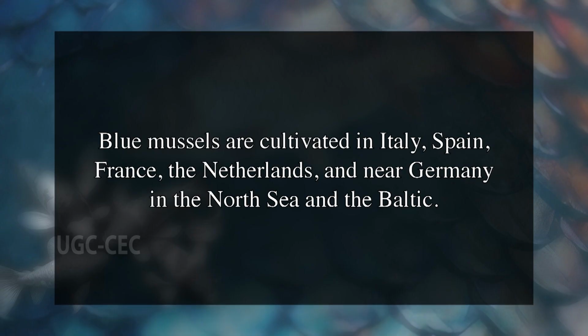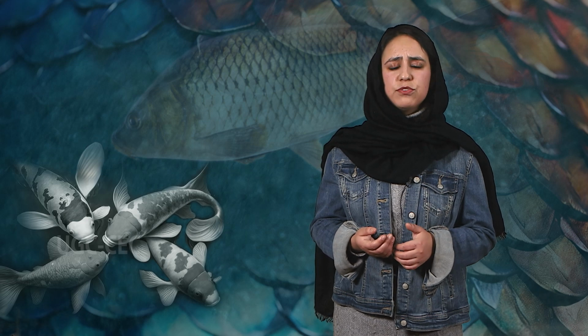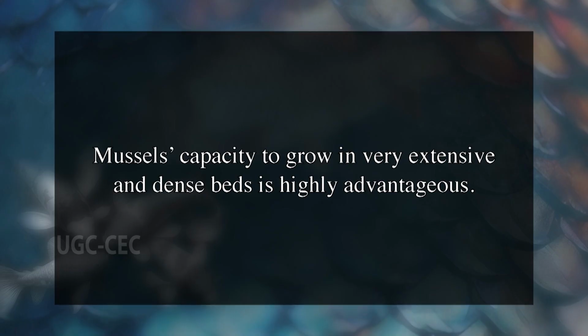Blue mussels. Blue mussels are cultivated in Italy, Spain, France, the Netherlands, and near Germany in the North Sea and the Baltic. Horizontal bottom methods have been replaced by vertical culture. Originally, the young mussels collected from wild stocks were spread on controlled banks leased from the government. The mussel's capacity to grow in very extensive and dense beds is highly advantageous.